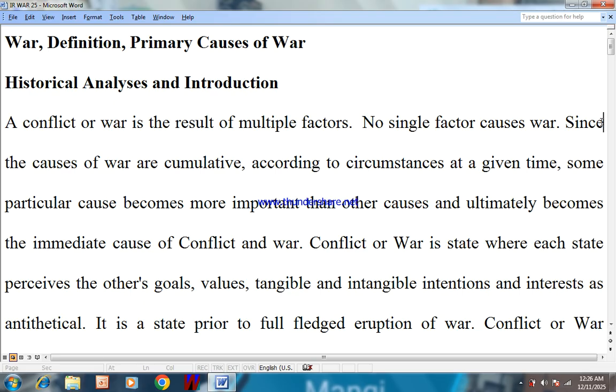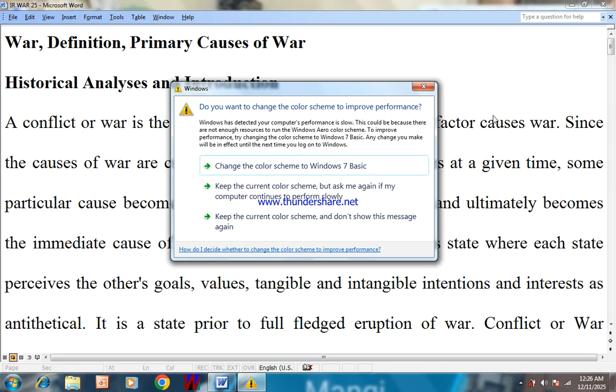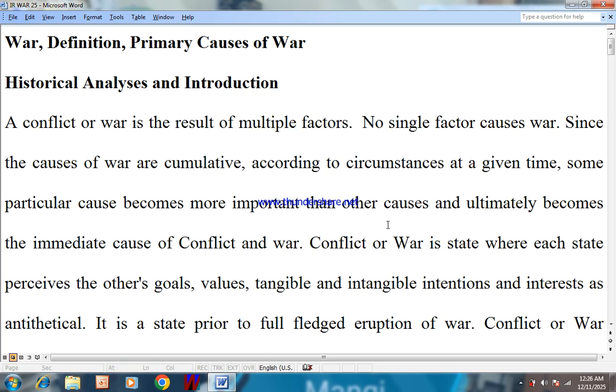Conflict or war is a state where each state perceives the other's goals, values, tangible and intangible intentions and interests as antithetical. It is a state prior to full-fledged eruption of war.